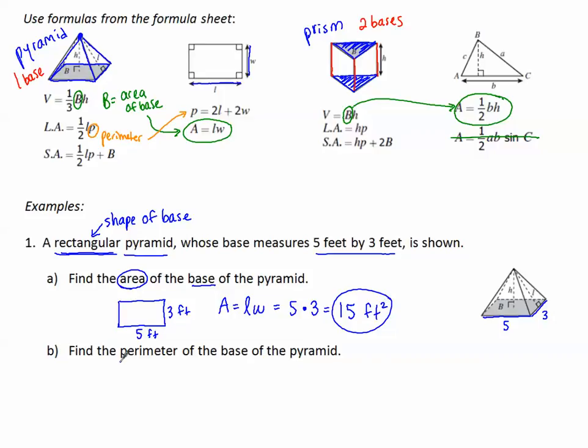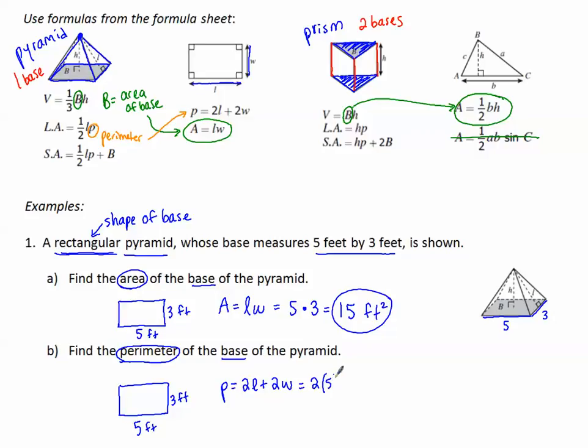Part B, find the perimeter of the base of the pyramid. So again, my base, which is 5 feet by 3 feet, is a rectangle. So I go to the perimeter formula. P equals 2L plus 2W. They show me the length and the width to help me with my formula, 5 and 3.